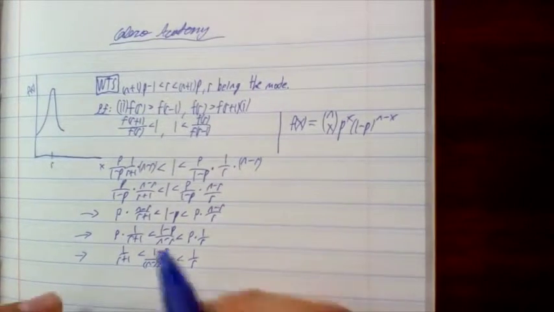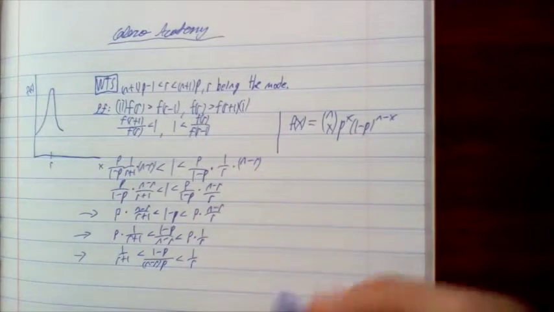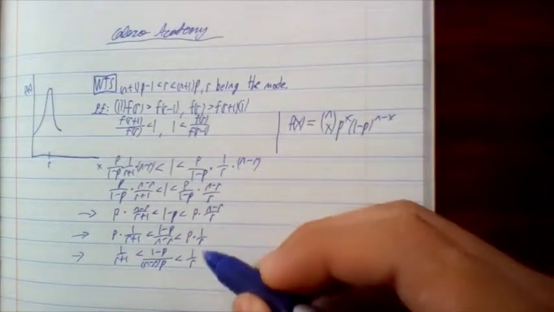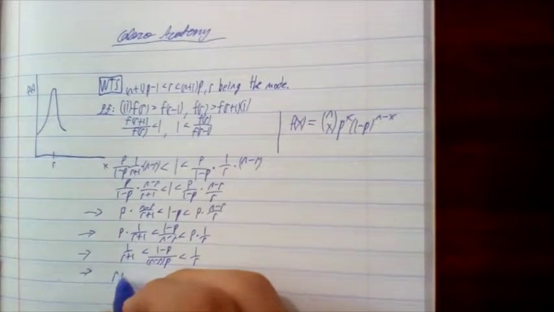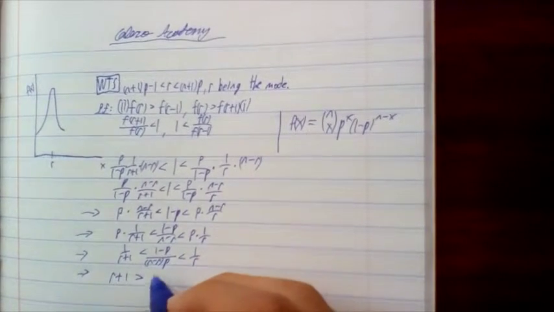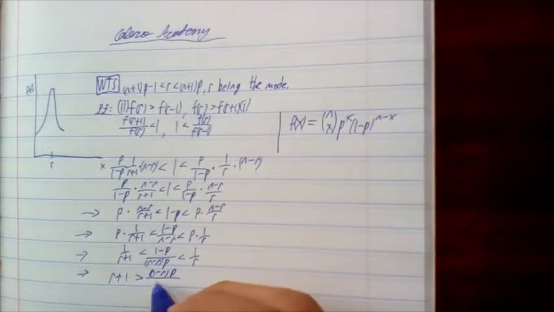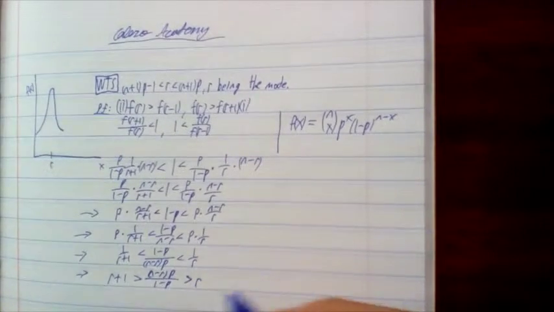What we're going to do is simplify everything by switching everything around. By the laws of inequalities, when we switch everything around, we're going to get that (r plus 1) is more than (n minus r) times p divided by (1 minus p), which is in turn more than r.